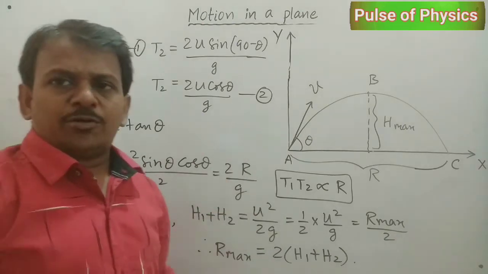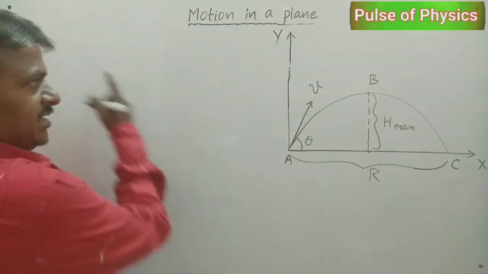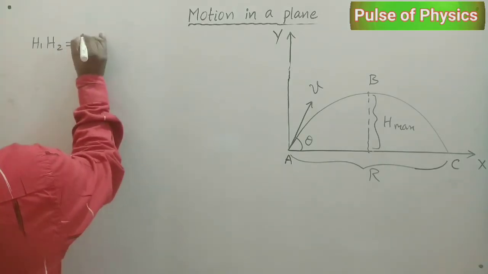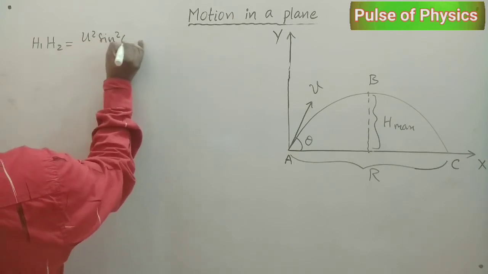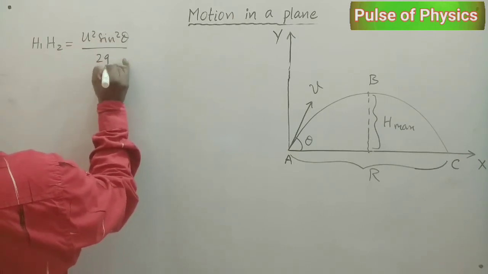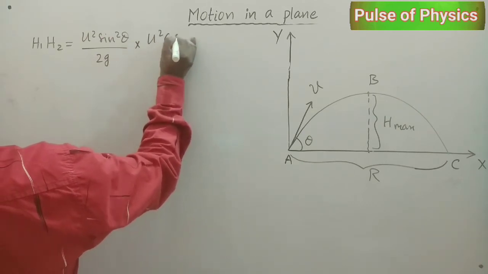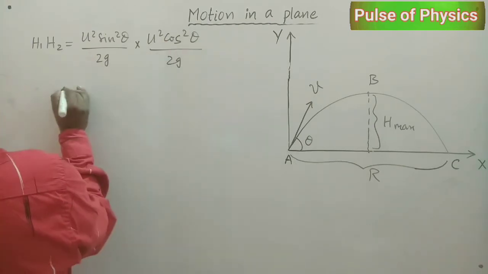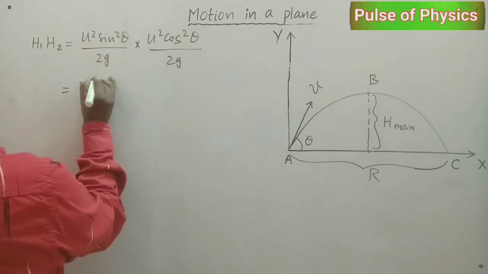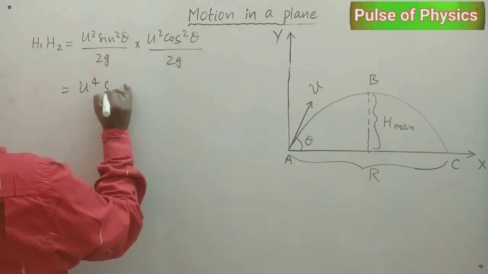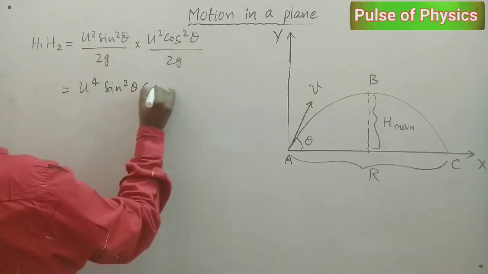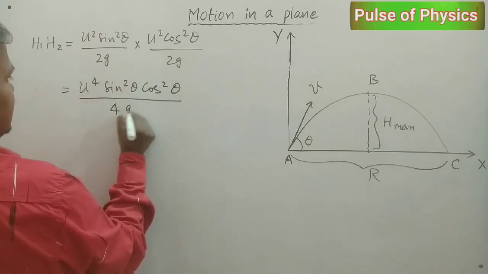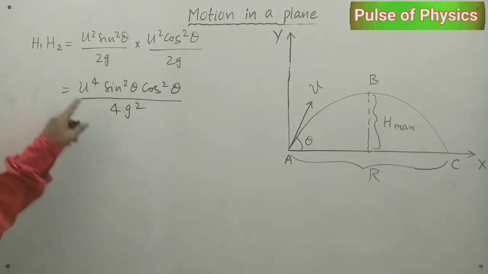Continue in the next board. H1, H2, I am finding u square sin square theta by 2g, u square cos square theta by 2g. So from this what we will get? U square into u square, u to the power of 4, sin square theta cos square theta by 2 into 2, 4 g square.